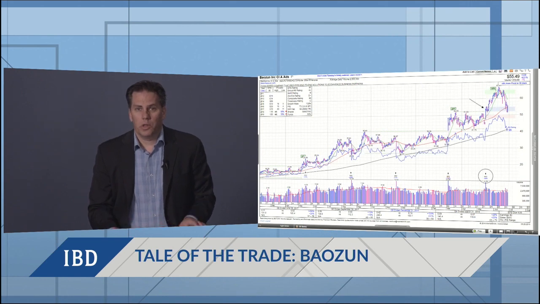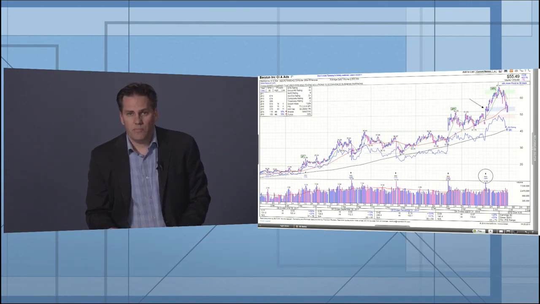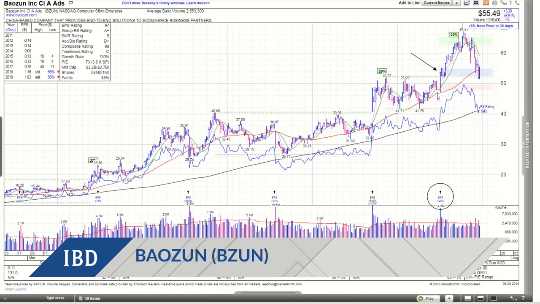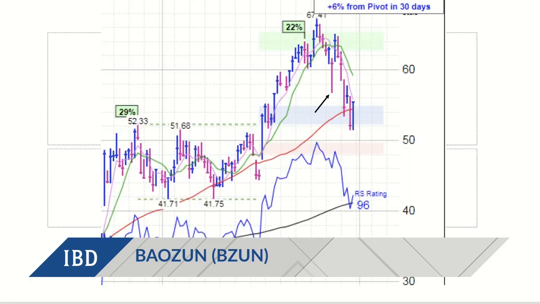Now, what we're looking at right now is a MarketSmith chart of Baozun, and you can see that pattern recognition identified this area of consolidation, and when the earnings came out previously, it had a big move and a breakout. And you can see that with the arrow right here. Now, we're going to zoom in, and you can see that this had a phenomenal run-up, over 20% in a very short period of time.